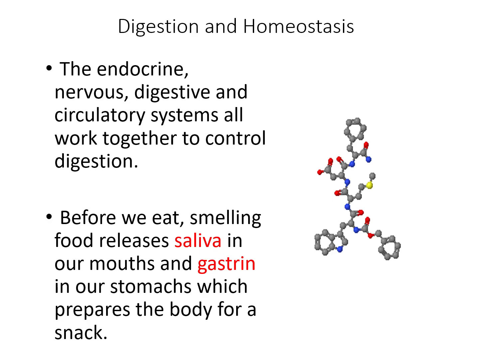Now, an example of this coordination of our different organ systems is that before we eat, we smell food that smells good, or for example, if you see a person eating raw mango, you notice that your mouth starts to salivate. That's because it indicates that food is good. So our mouths and gastrin in our stomachs are now activated, which prepares the body for a meal or snack.